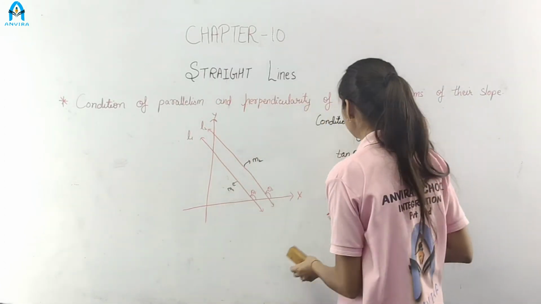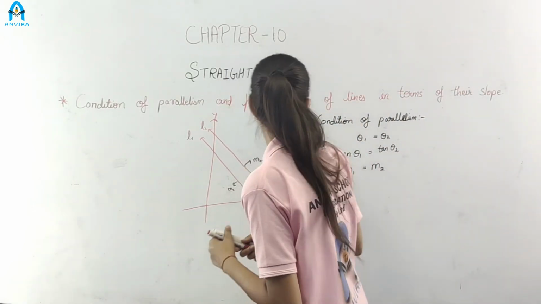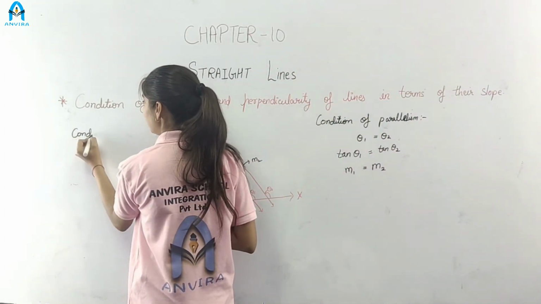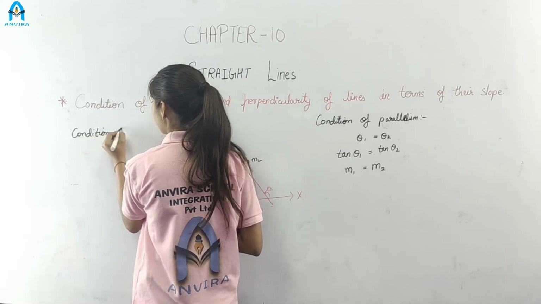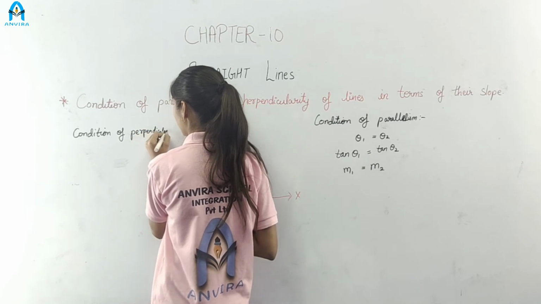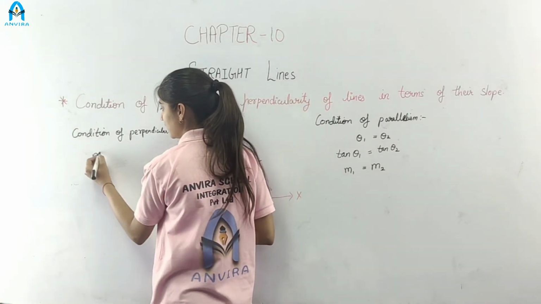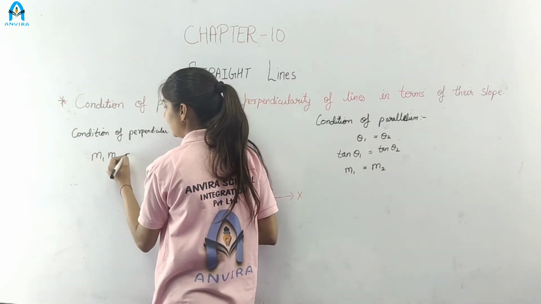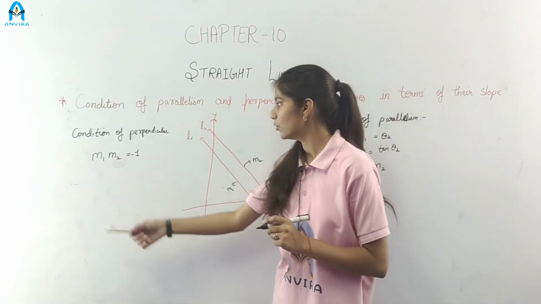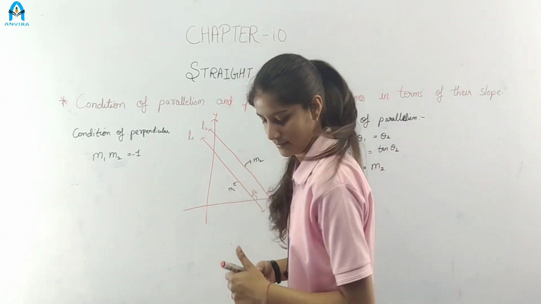So for the second condition, of perpendicularity, how can I find it out? If two lines are perpendicular, then M1 M2 will be equal to -1. Then the product of both the slopes is equal to -1. Let us derive it.